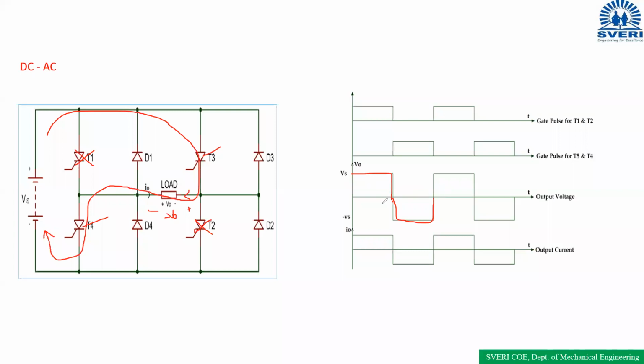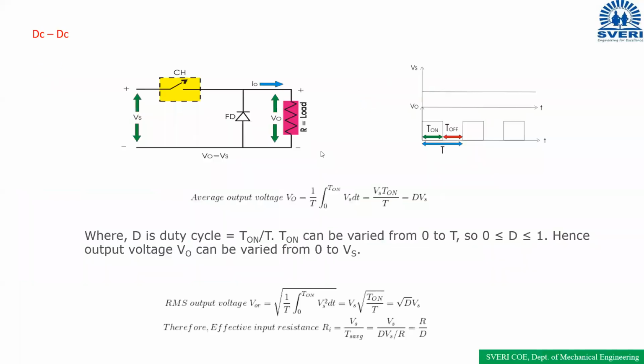If you want to make a sinusoidal waveform, we need to design some filter circuit. If you want to convert this pulse rectangular AC into sinusoidal AC, then we need some filtering circuits, so this additional circuit is required. Clear? This is the power conversion going on in the inverter. And DC to DC, DC to DC chopper. The supply is also DC and the output voltage is also DC.